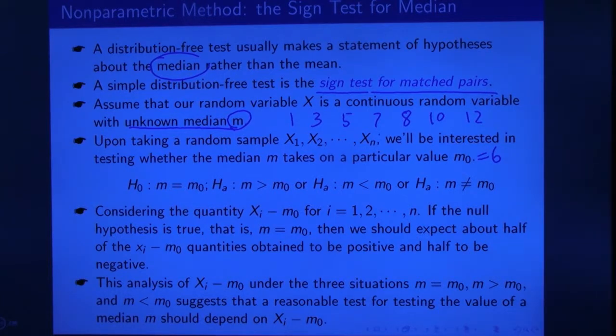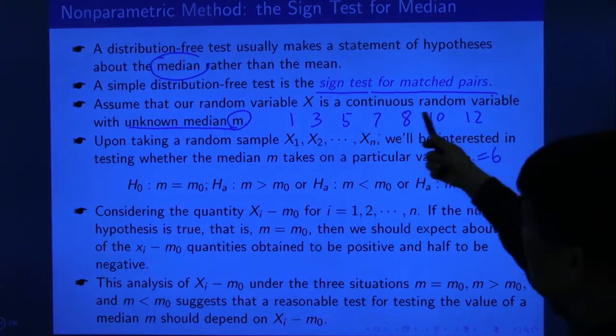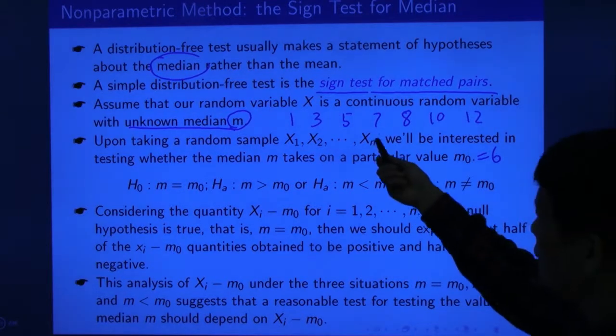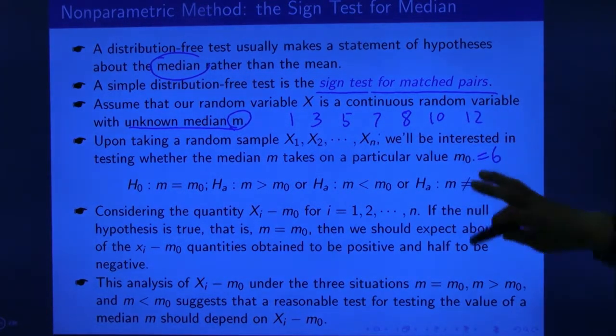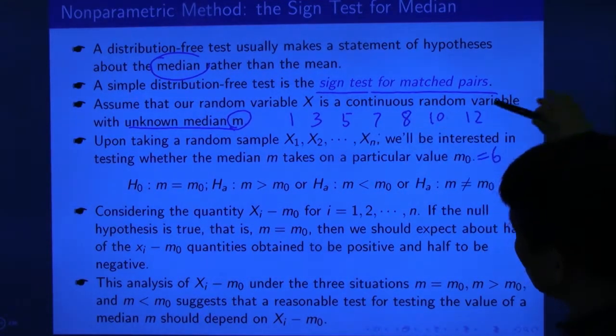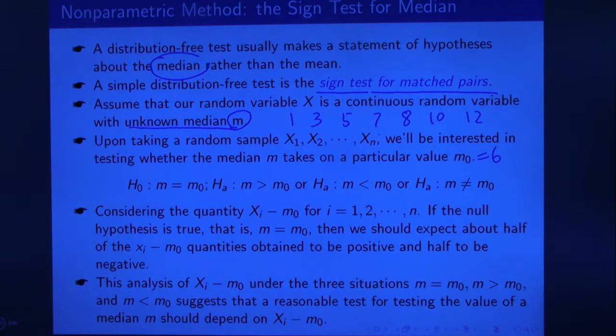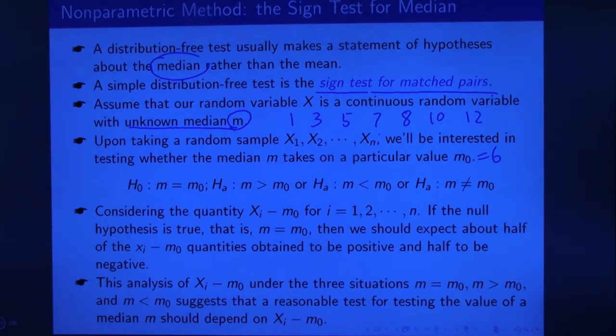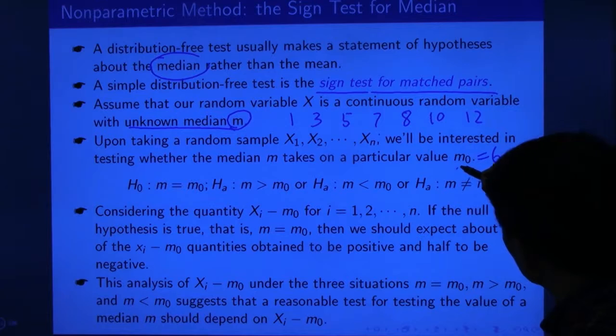I want to test if the median of this set of data is 6. We know from chapter 1 the real median is 7. But suppose this is large, I don't know that this is the population, right? So I don't know this. We only know the sample. So what I want to test is if the median of this set of data equals 6. So M0 here is 6.